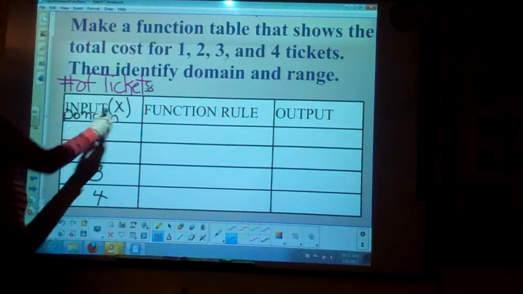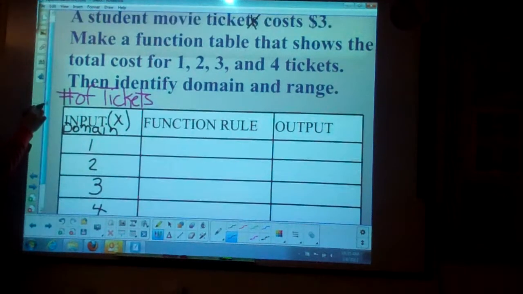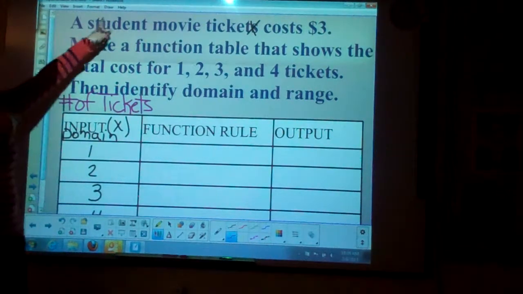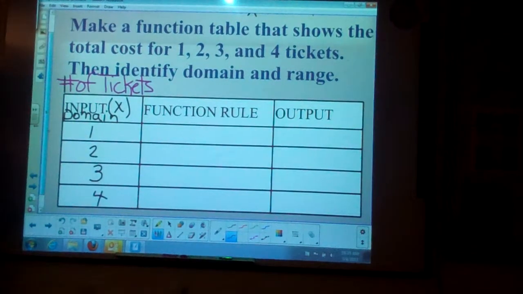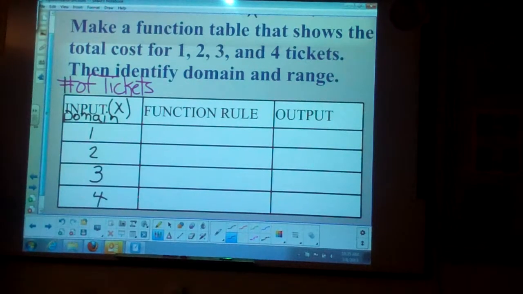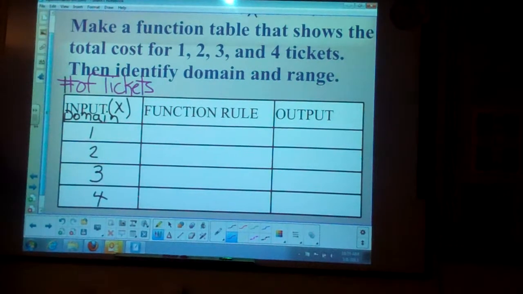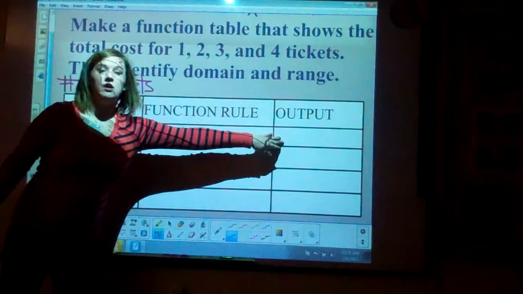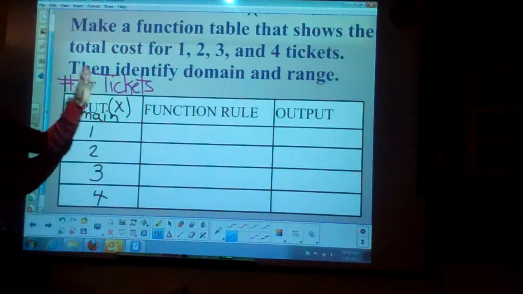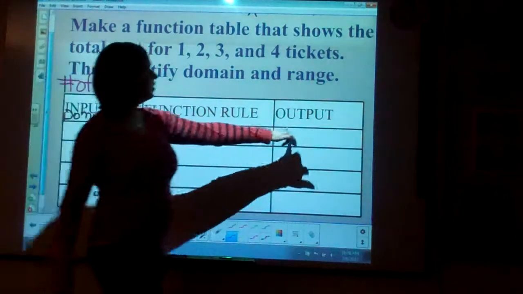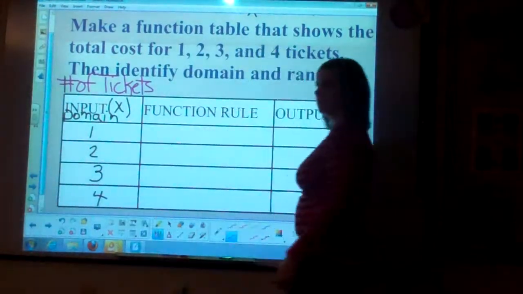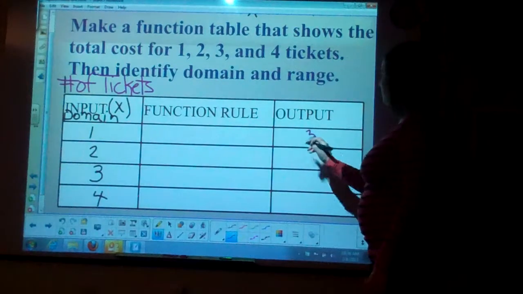And what do you think our function rule is going to be? If I back up, it says that a student movie ticket costs $3. Tyler? The range is our output. Maybe, let's do our output first. Maybe that'll help us make a rule. Tyler, what would our output be if we bought one ticket? It would be $3, right?